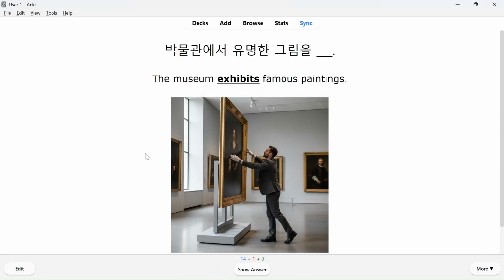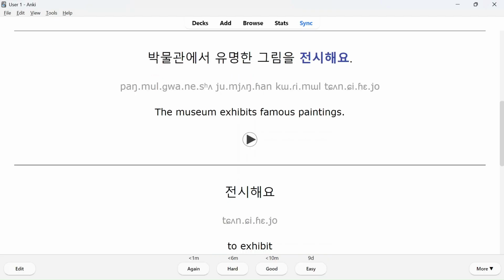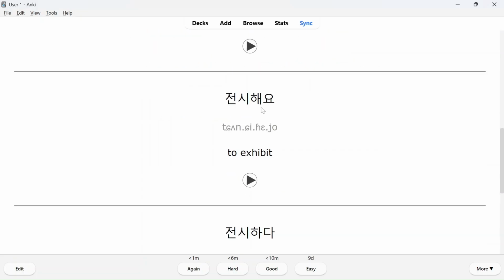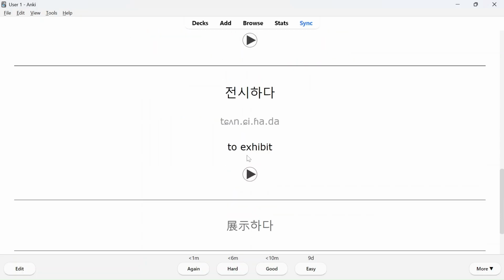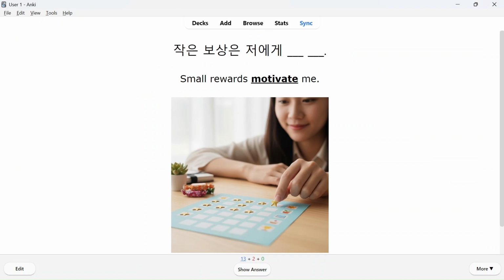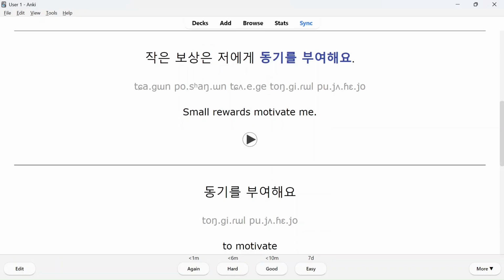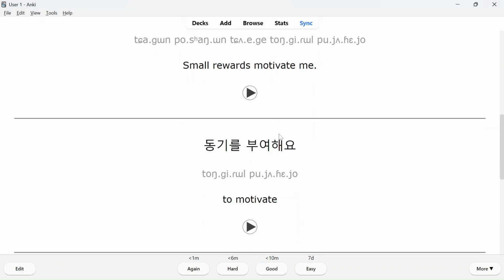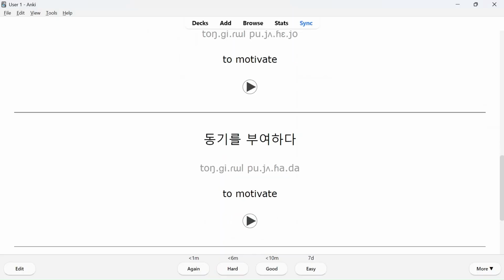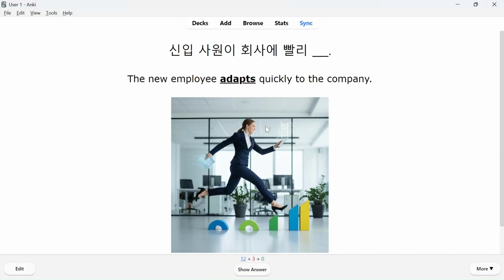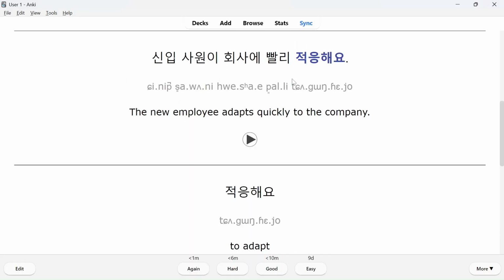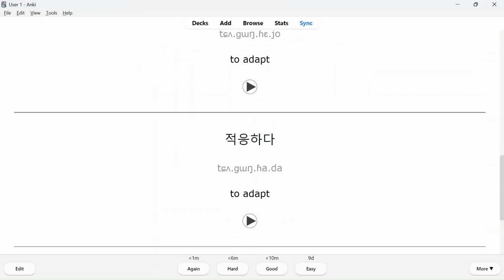So let's continue. The museum exhibits famous paintings. Exhibits. 박물관에서 유명한 그림을 전시해요. 전시해요. 전시하다. Small rewards motivate me. How do you say motivate? 작은 보상은 저에게 동기를 부여해요. 동기를 부여해요. 동기를 부여하다. The new employee adapts quickly to the company. How do you say adapts? 신입사원이 회사에 빨리 적응해요. 적응해요. 적응하다.